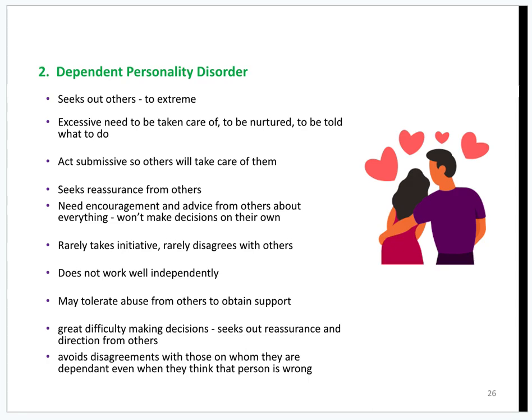They rarely take initiative. They rarely disagree with others. So they will tolerate abuse from others so that they keep their support person, right? So even if they think the person they're dependent on is wrong, they will not say anything. They'll just go along with whatever they say or do so that they will keep taking care of them. And the dependent person can keep their caretaker no matter what they do. Great difficulty in making decisions. Yeah, so that's that.